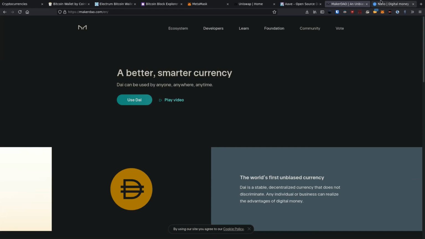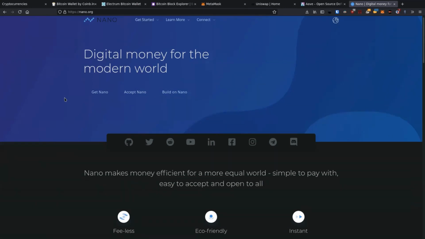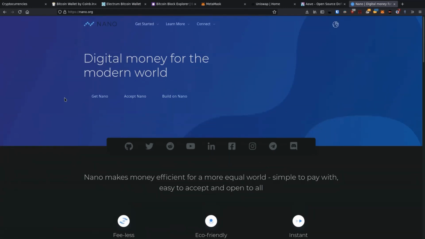And finally, Nano. Nano.org is another currency that I really like, because it's got zero fees, so you can send and receive money without fees. Nano is a currency in which there are zero fees, and it takes under 0.3 seconds for a transaction to confirm, unlike Bitcoin, which can take 10 minutes even if you pay the highest possible fees. So it's a very interesting coin.